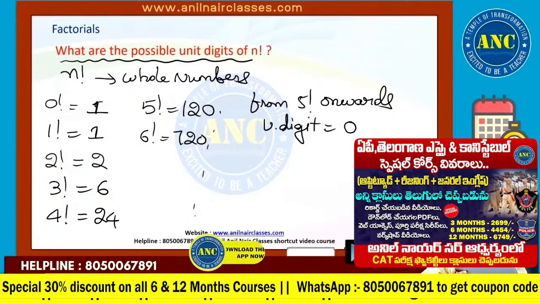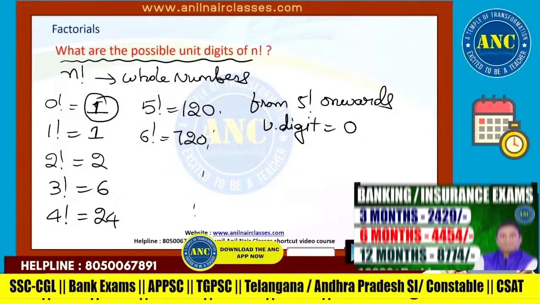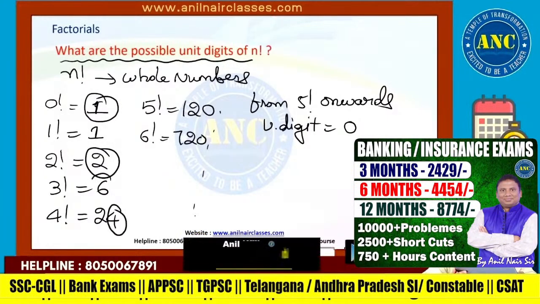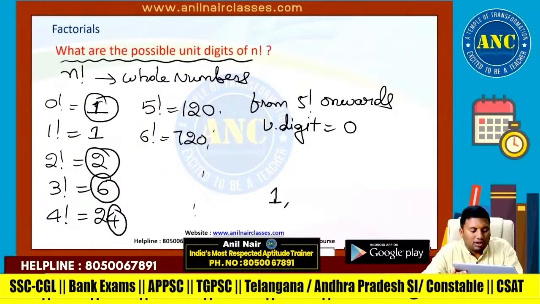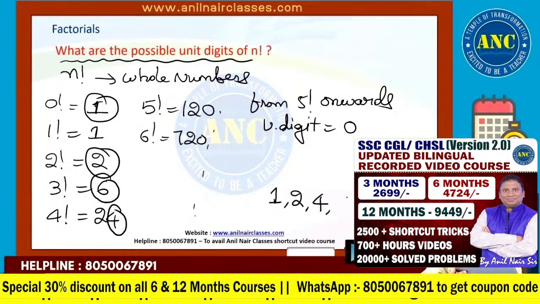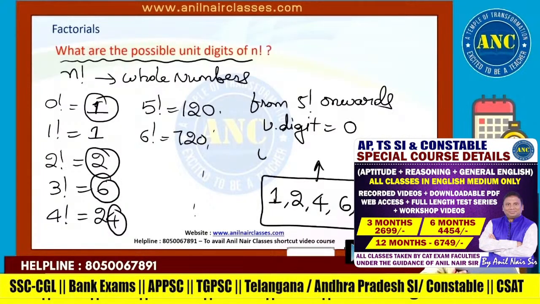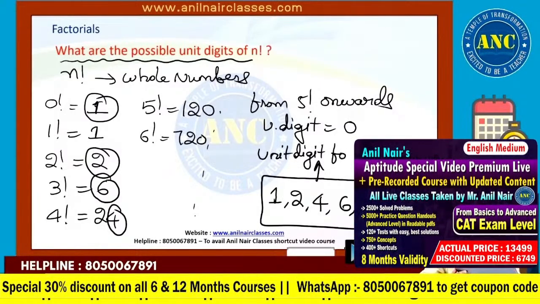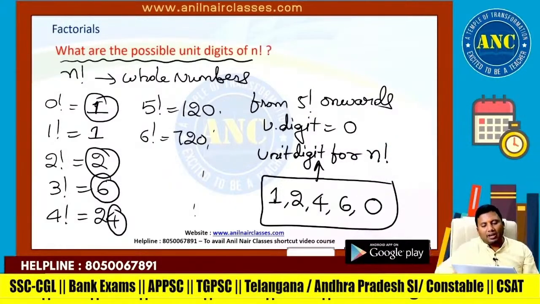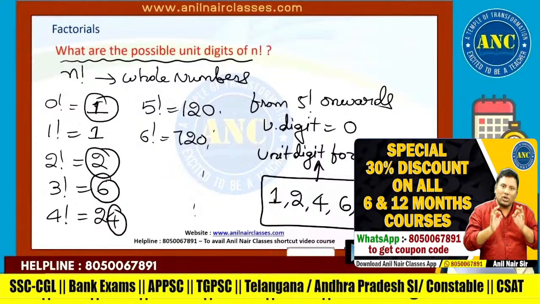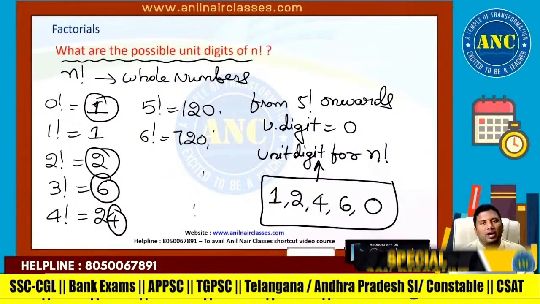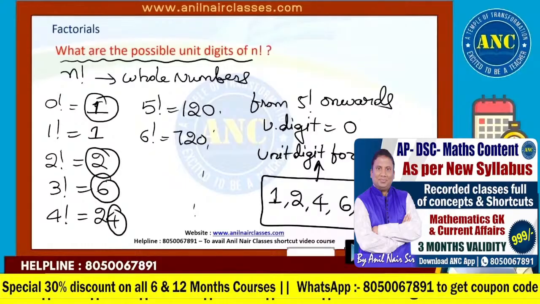From 5 factorial onwards, the unit digit is 0. What are the other unit digits we got? 1 we got, 2 we got, 4 we got, 6 we got, and 0 we got. These are the possible unit digits for n factorial: 1, 2, 4, 6 and 0. I hope the idea is clear.